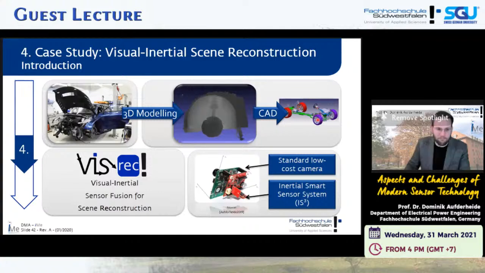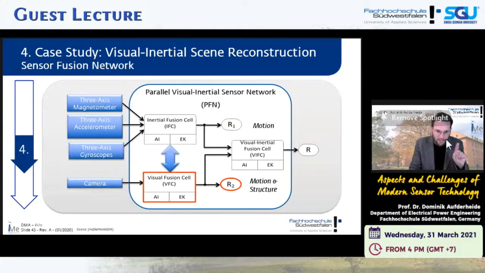And we developed the scheme which is called VISREC, Visual Inertial Sensor Fusion for Scene Reconstruction, and it's just based on a small standard camera and a set of inertial sensors. So we wanted to develop something which we can implement with low cost, really. And now you see, Mr. Albert, that your question is very related to that part, because you want to do basically the same task in the field of autonomous mobile robots, for example. And I will come to that in a minute.